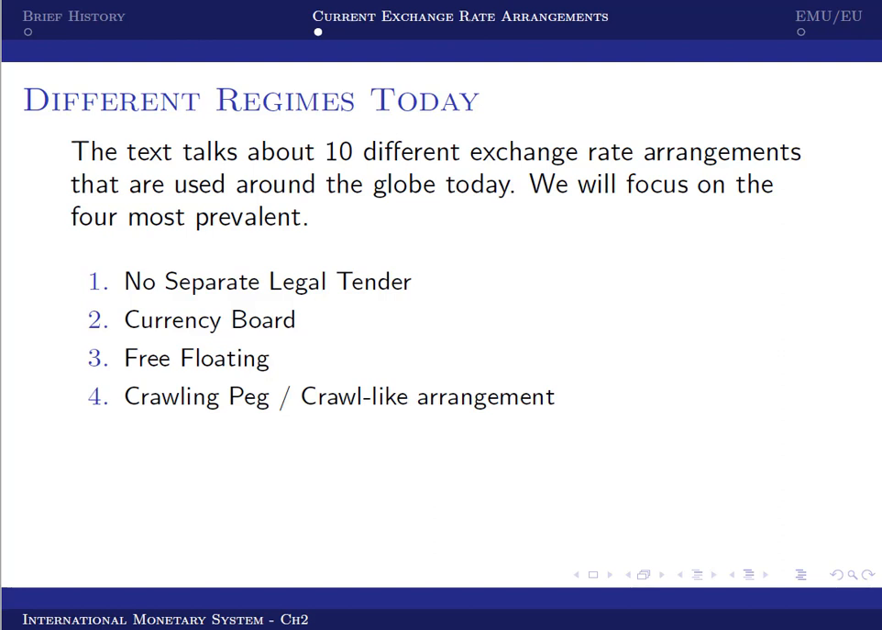The second regime here is the currency board. This is where the currency is legally tied to a different currency at a fixed exchange rate. So the difference here is that, for instance, Hong Kong would have their own currency, a Hong Kong dollar, but it's going to be tied to the US dollar in this case. So that would be an example of a currency board.